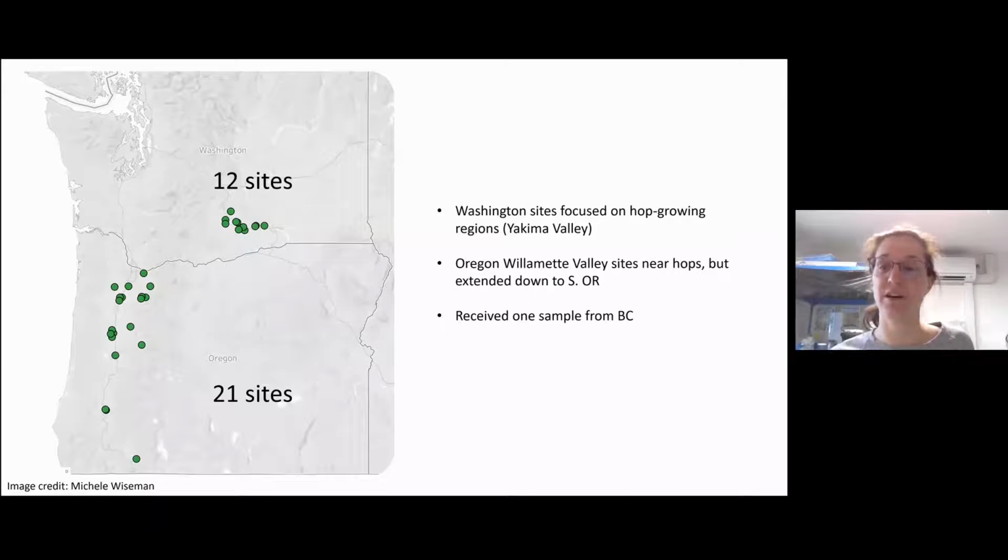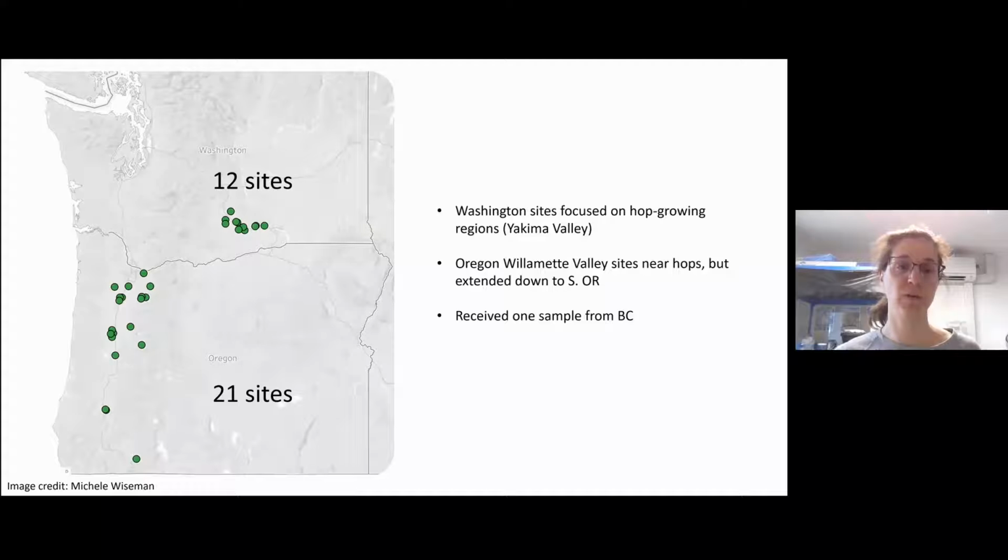Dave Gent, who is on the grant, is a hops guy. So we focused a lot on hops regions because we figured these were the highest likelihood of finding the hop powdery mildew. So you'll see, even though we had that huge wide range of sites where hemp is grown in each of the states, the Washington sites were especially focused in what's known as the Yakima Valley, which is the major hops growing region of Washington.